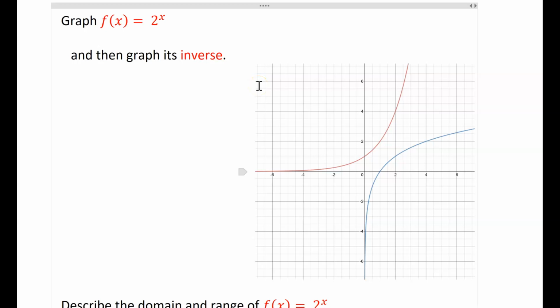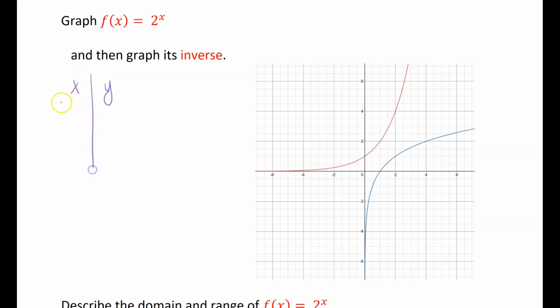Okay, so it looks like most of you are done with the graph. I asked you specifically to make an XY table so that you could get some points, so that when you went to graph the inverse, you would have points to reference. A lot of you did do the XY table, but then you only looked at positive values. So I did point out, make sure to try some negative values.